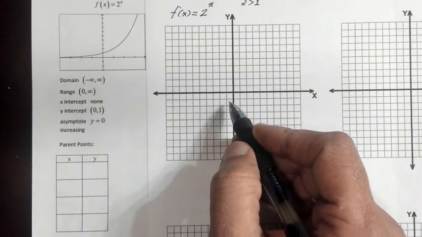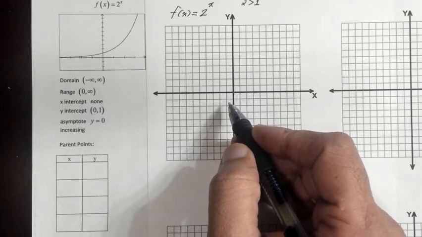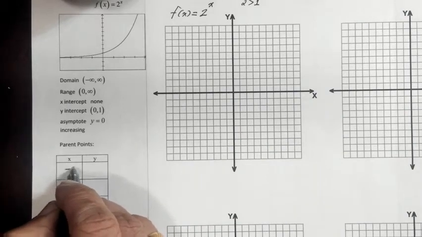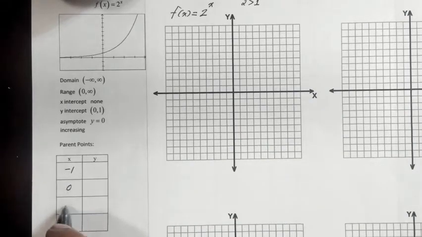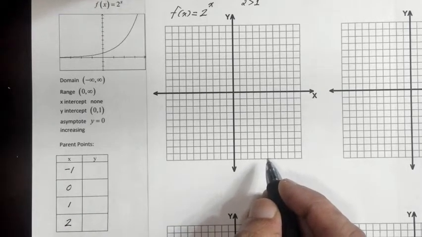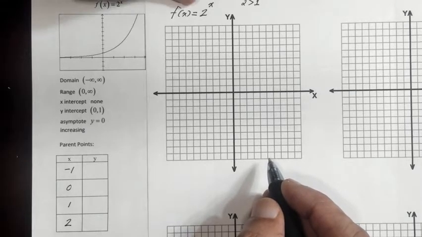So the parent points, normally we will be using 4 sets of points. First one is -1, second one is 0, 1, and 2. That's more than enough for graphing an exponential function, unless it is another complicated function or a different type of function where you need more points to be plotted.